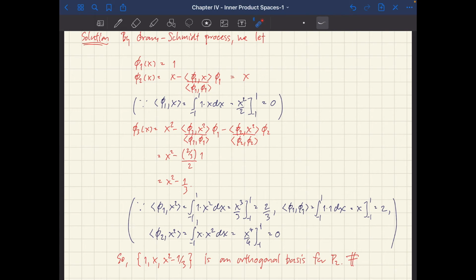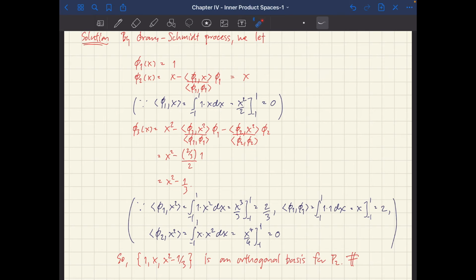Okay, so for the inner product of phi 1 and phi 1 is the integral of 1 multiplied by 1 dx from minus 1 to 1, and this one is equal to x evaluated from minus 1 to 1, and this one is equal to 2, right?